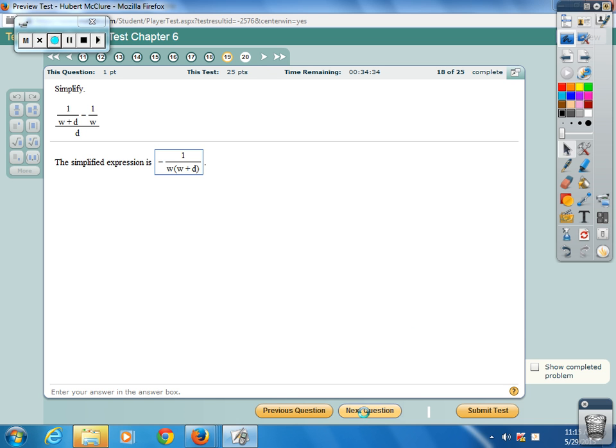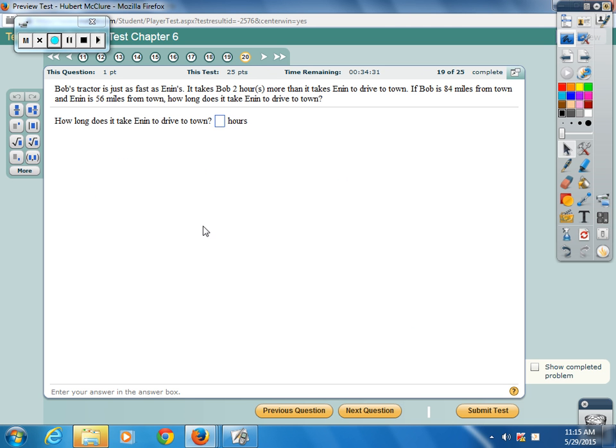I don't think this is a hard test. Bob's tractor is just as fast as Aaron's. Oh no, something's going to happen, because there's no way they can do the same. It takes Bob 2 hours more than it takes Aaron to drive to town, because Bob is drunk.